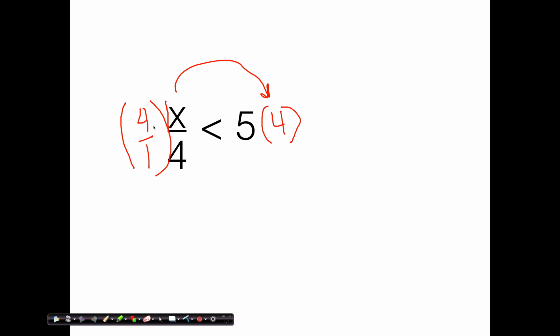By multiplying by 4 over 1, I am able to cancel out the 4 on the left side of my inequality, and that transfers it over to the right side. So then my new inequality is going to be x is less than whatever 4 times 5 is, which is 20. And now I've isolated the variable, and I've achieved my goal for this particular problem. If it wants you to graph it, then you'll graph it depending on whatever the instruction might be. All right, so let's look at the next problem.